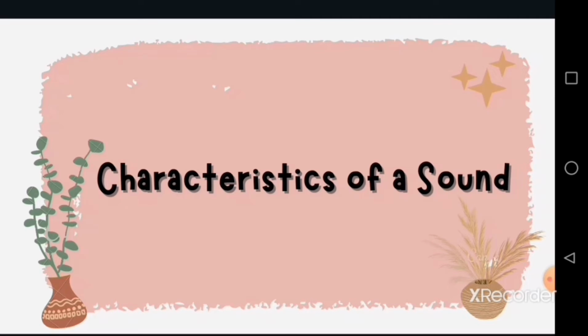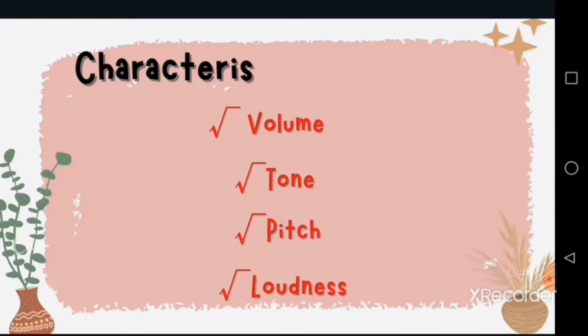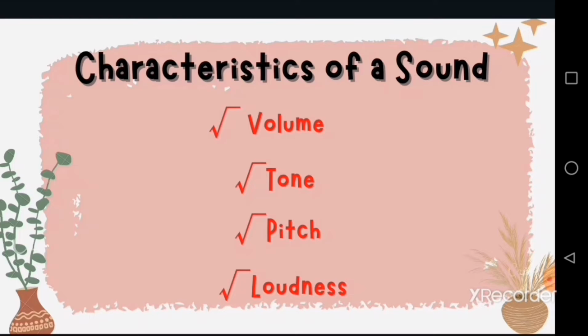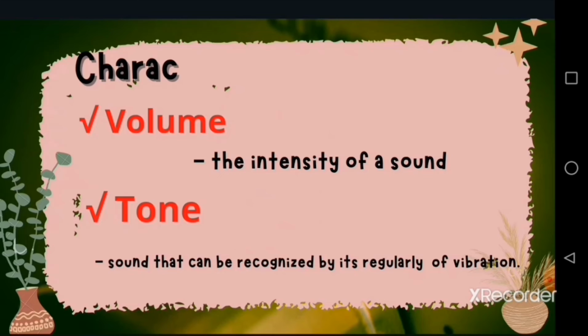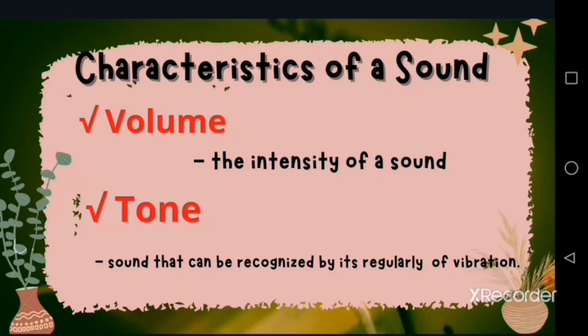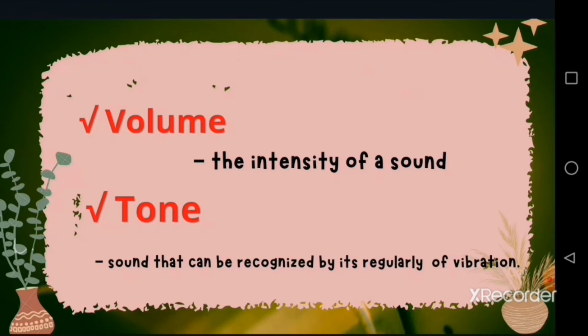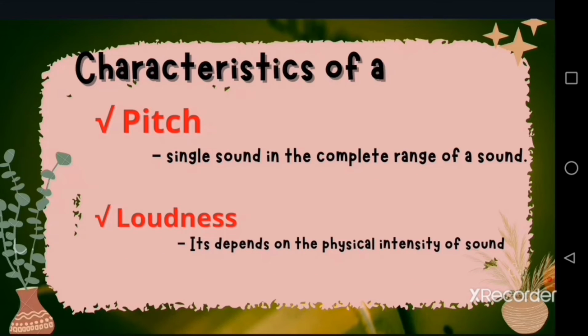Now we are going to the characteristics of sound. The following characteristics of sound are volume, tone, pitch, and loudness. Now we define first volume. Volume is the intensity of sound. Tone is a sound that can be recognized by its regularity of vibrations. Pitch is a single sound in the complete range of sound. Loudness depends on the physical intensity of sound.